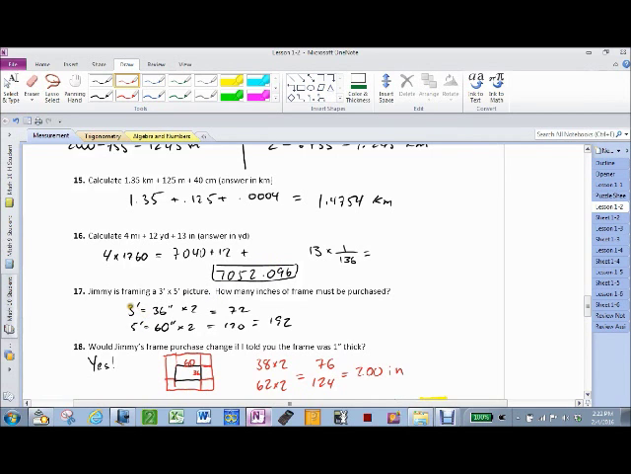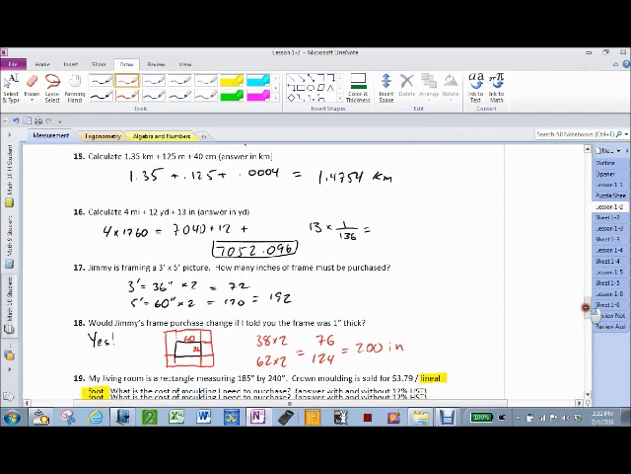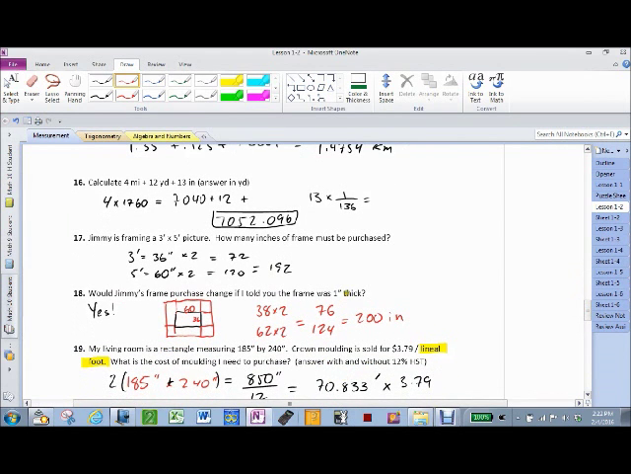17. 3 feet. I changed it to inches, 36 inches. 5 feet, I changed it to inches, 60. Then why did I multiply them by 2? Because it's a frame. I got to go all the way around. So I need 192 inches, right? But then, if I tell you the frame's 1 inch thick, the picture is the black rectangle, yeah? But I got to go out 1 inch on each side and on the up and down.